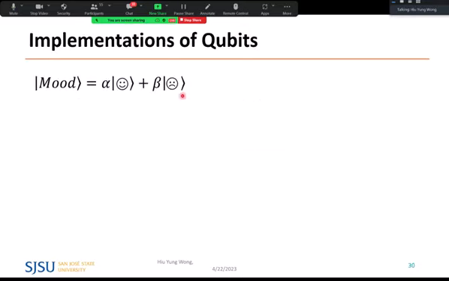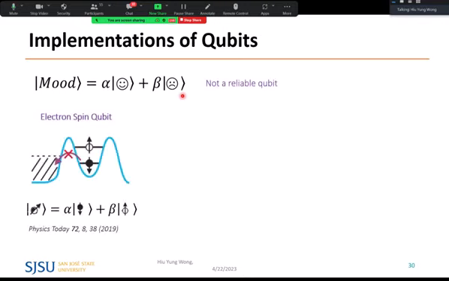Well, as a joke, it can be a superposition of happy and sad. You ask me, how's my mood today? I may say, oh, kind of happy, kind of sad, right? But not reliable. In reality, what we can do is, how about a spin qubit? It can be spin up, spin down. Then they have two different energy levels in this quantum dot. And then you can form a superposition of these two states.